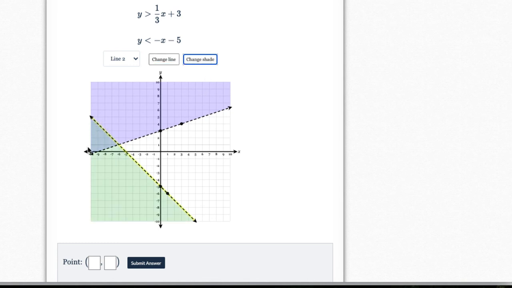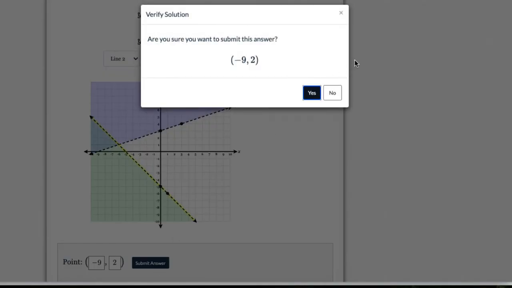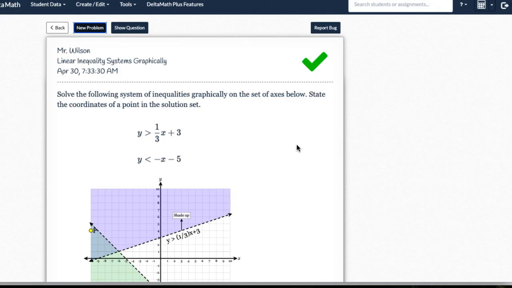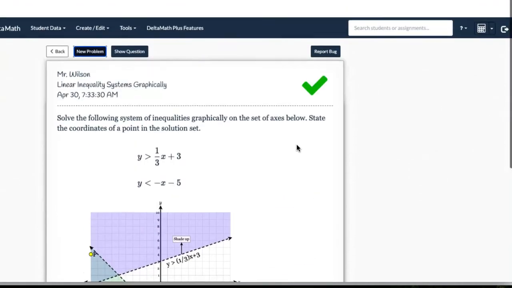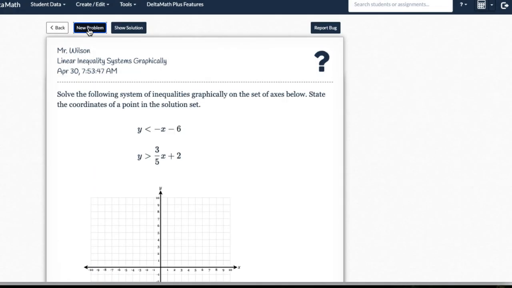So this is the overlap. Any coordinate in here counts as a solution. So when we put our point down, any one of these counts. So I'm going to pick negative 9, 2, because it's right there in the middle where I can see. And look how great we are. Remember, when you're doing the Delta Math, you can always look at an example if you're having trouble.